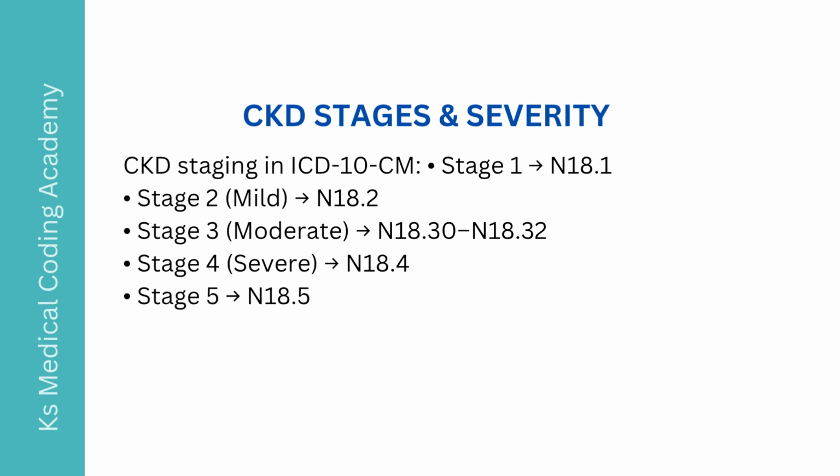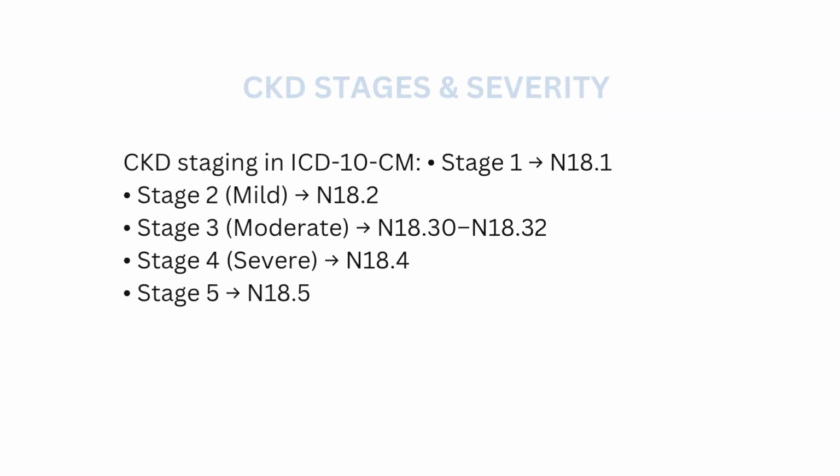CKD stages. ICD-10-CM defines CKD stages as follows. Stage 1 is coded as N18.1. Stage 2, which is mild CKD, is coded as N18.2. Stage 3, which is moderate CKD, is coded using N18.30 to N18.32. Stage 4, which is severe CKD, is coded as N18.4. Stage 5 is coded as N18.5. Each stage reflects increasing severity of kidney disease.